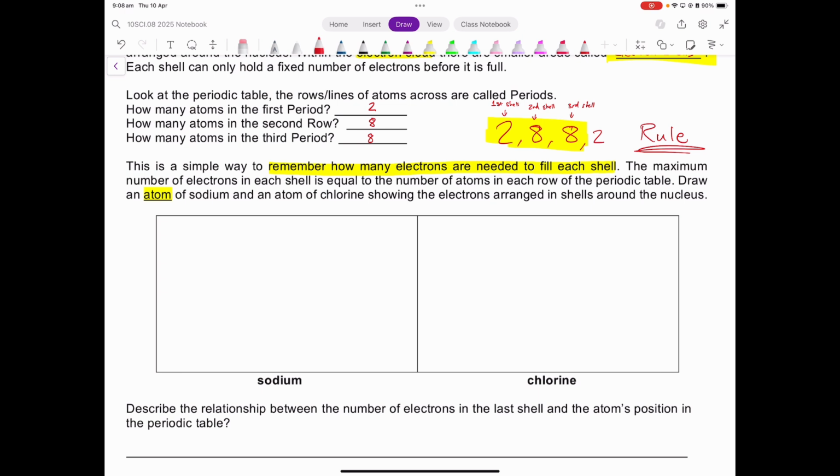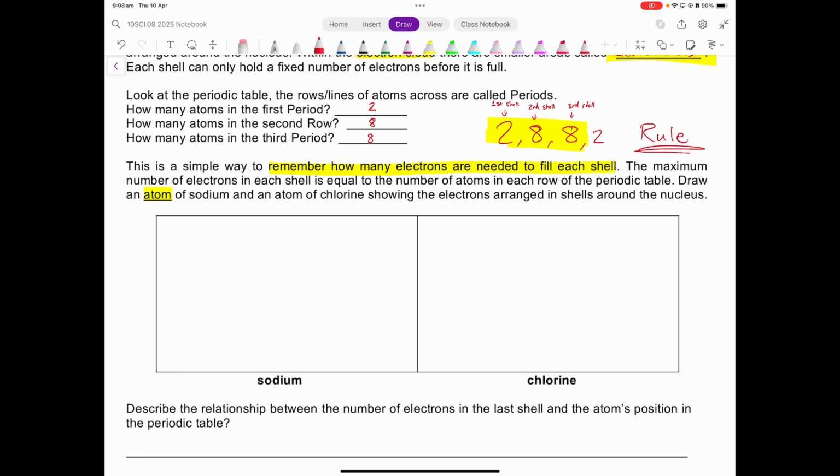So if you were to look at calcium on your periodic table, you would see it is in the 4th period, aka the 4th row. It is 2 across. So its first shell is 2, second shell is 8, third shell is 8, and its final shell has 2. So what we're going to do today is draw some electron configurations.